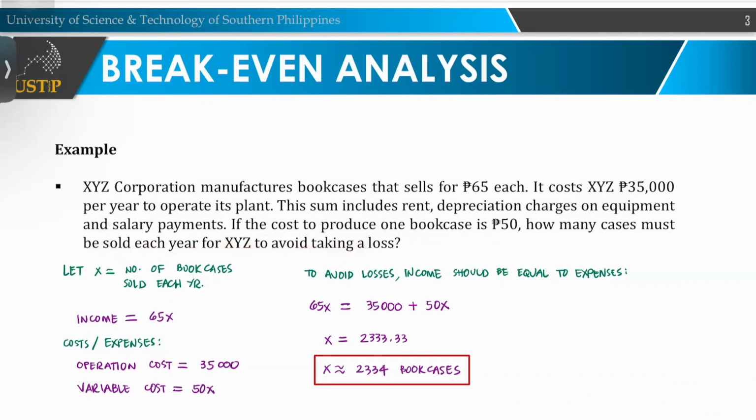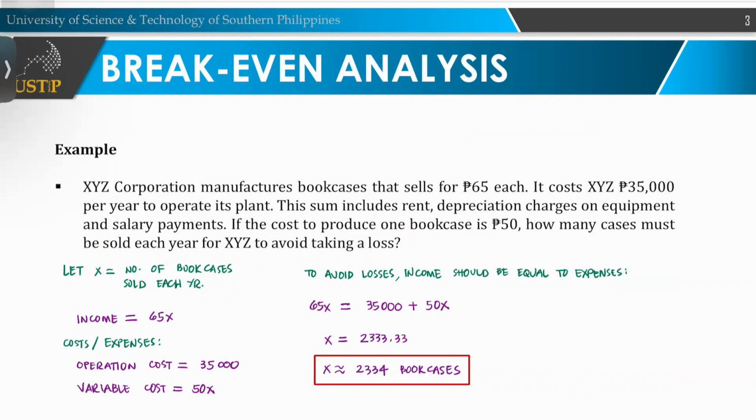Okay, so first we identify what is given to us, class. First we let, sa class, we let X be the number of bookcases sold each year. Okay, so we let lang sa the variable X, no, as the number. Okay, this is the unknown value man.